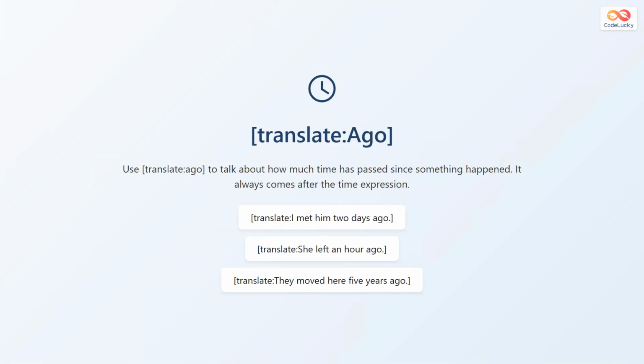The word ago tells us how much time has passed since something happened. It always comes after the time phrase. For example, I met him 2 days ago. She left an hour ago. They moved here 5 years ago. When you use ago, remember to think backward from today to when the action took place.